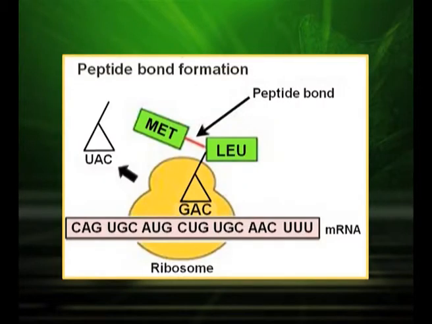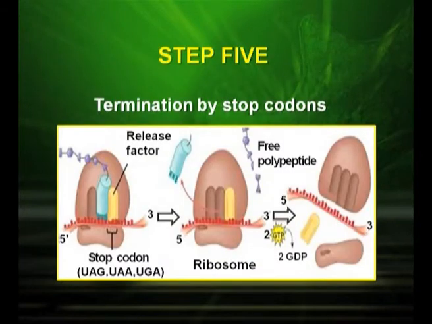The following picture shows the detailed information about how the peptide bond is formed between the 2 amino acids. The first amino acid is methionine, which links to the second amino acid with the help of a peptide bond. Now, in step 5, that is the last step, that is the termination. The termination process takes place by stop codons. These stop codons are UAG, UAA and UGA.